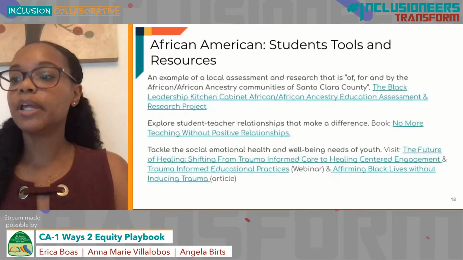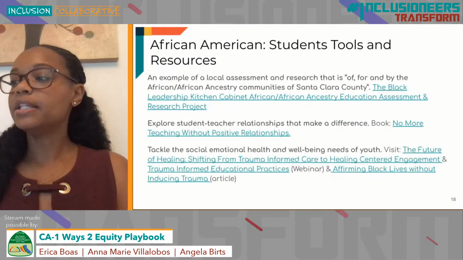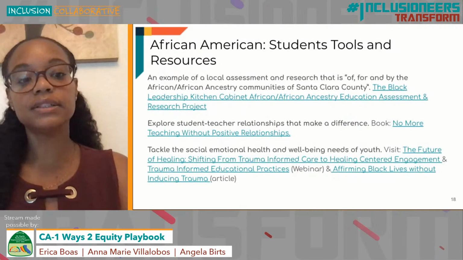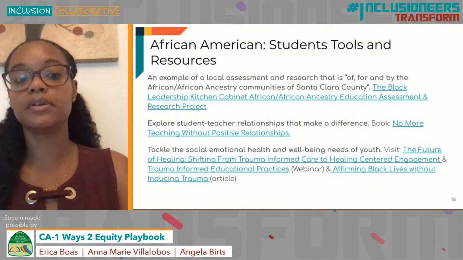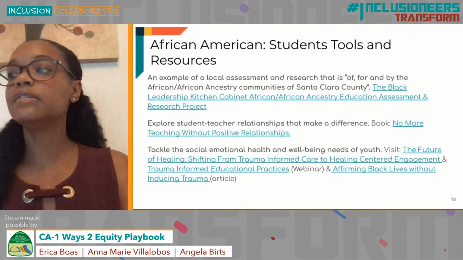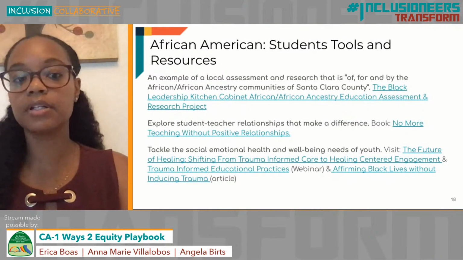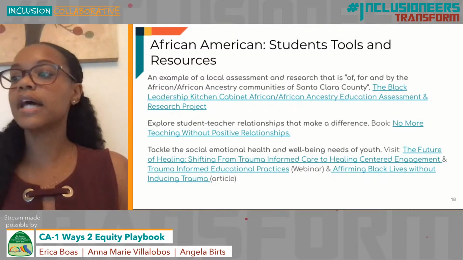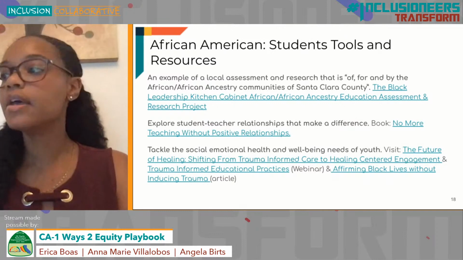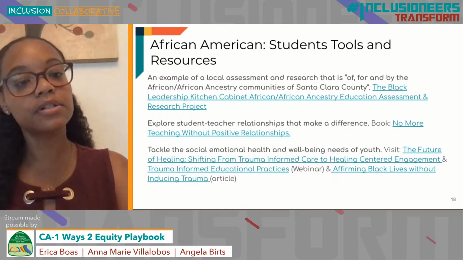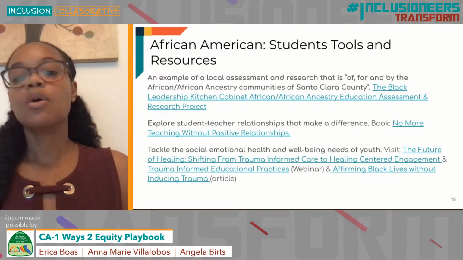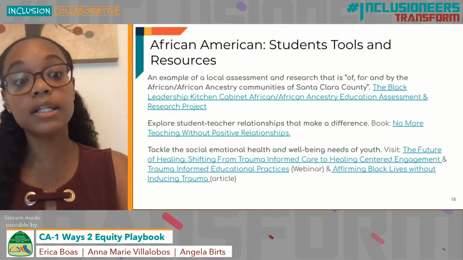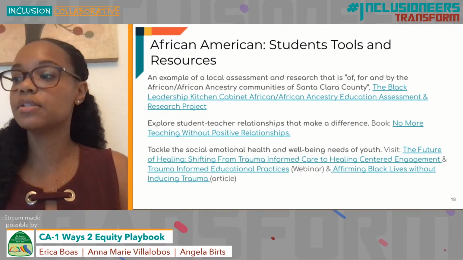With the Ways to Equity Playbook, we have created a series of resources and tools that you can utilize to address the different demographic groups. Briefly, to highlight a few for the African American student population, there is one that's here local in Santa Clara County entitled the Black Leadership Kitchen Cabinet. And this focuses on African American students and African ancestry, a research project with tools and resources that address the racial identity and social emotional needs of students.